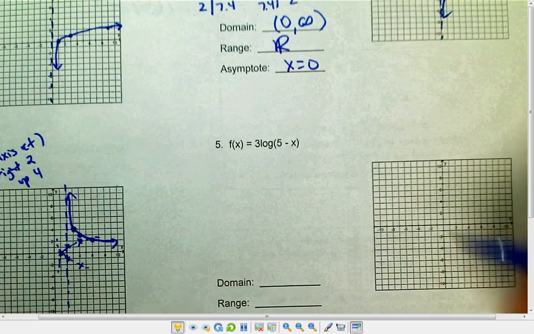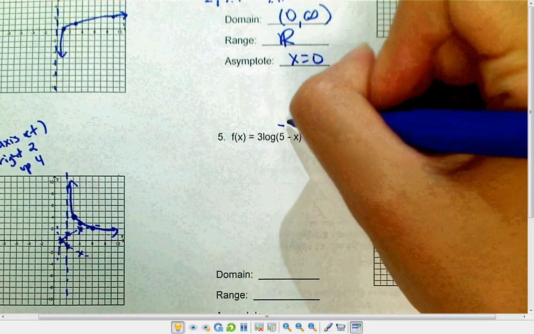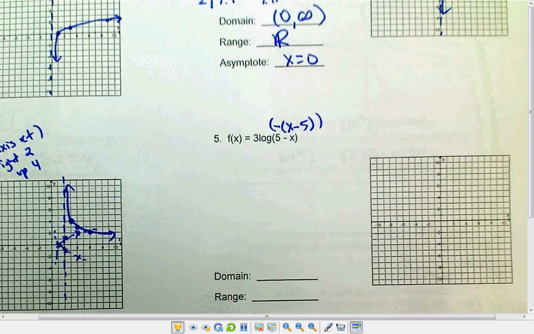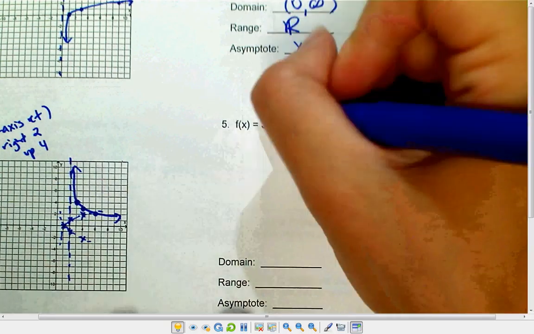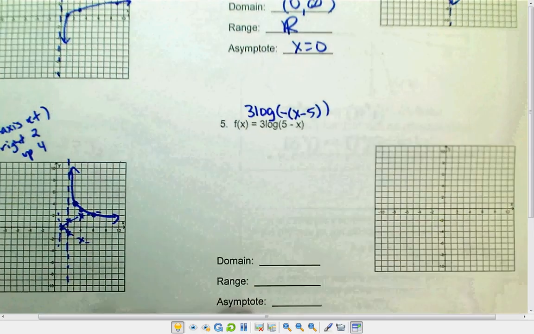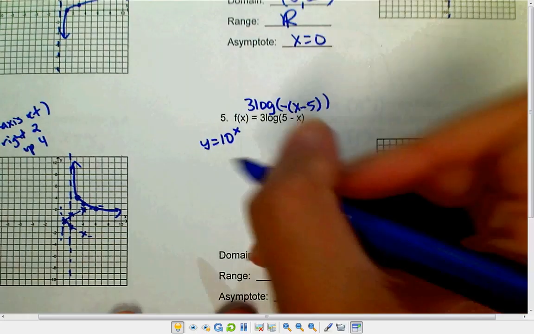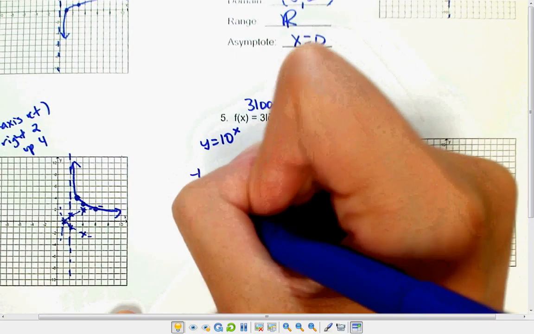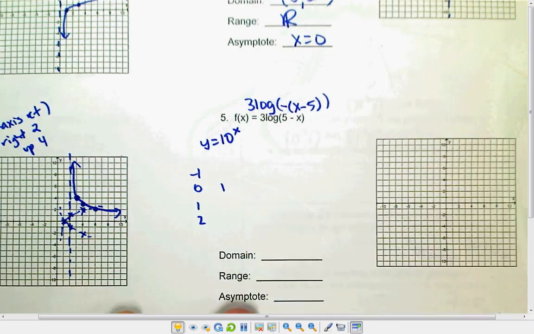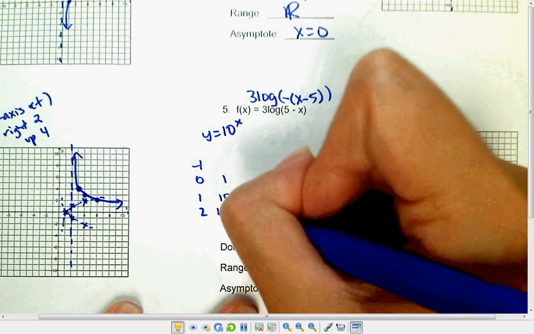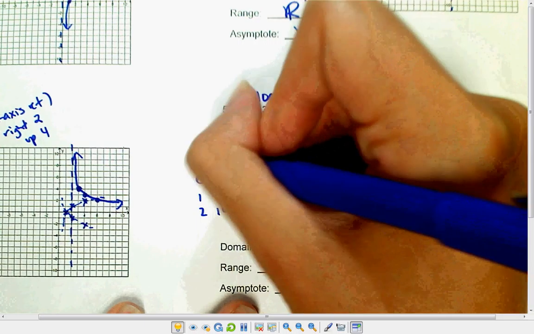So for this problem, let's first rewrite. We know this negative x plus 5, I'm going to rewrite as negative x minus 5. So this is 3 log. So see how there's no base here. If there's no base here, this means I'm going to use a base of 10. So my numbers here, I know 0 is always next to 1. 1 is going to be next to 10. 2 is going to be 10 squared, which is 100. And this is negative 1 and 1/10.